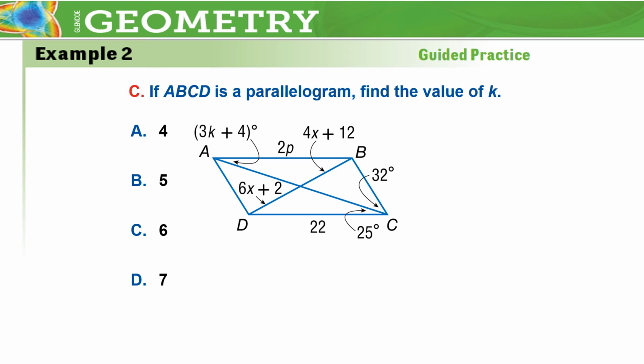Find the value of k. K here is for an angle, not all of angle A, just the part which is PAC, which is equal to ACD by alternate interior angles. Then you can write 3k plus 4 equals 25. Minus 4 from both sides, 3k equals 21, divided by 3, you will get k equals 7.